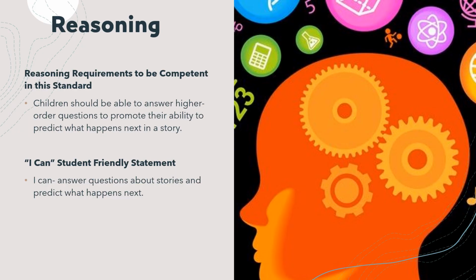Examples of reasoning requirements in the same literacy category would be children should be able to answer higher order questions to promote their ability to predict what happens next in a story. The I can student-friendly reflection would include language like I can answer questions about stories and predict what happens next.